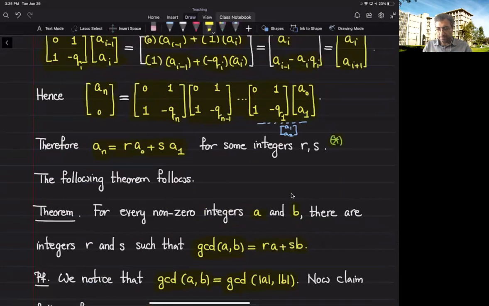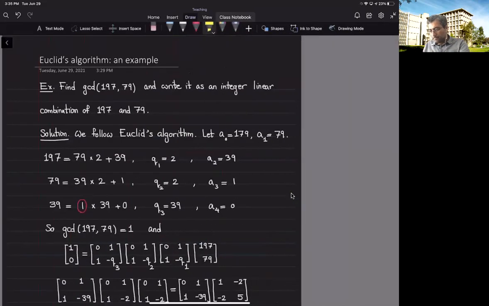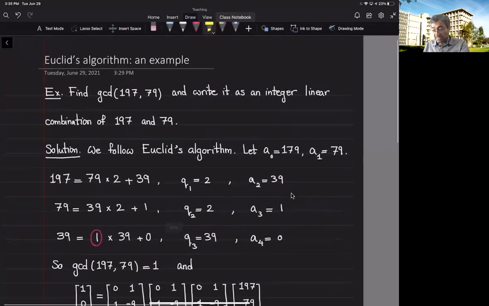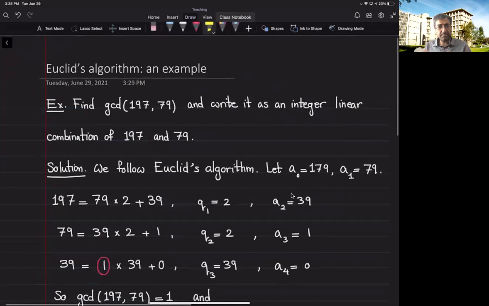Okay, so let's see an application, an example of Euclid's algorithm, how it can help us to find the GCD of two integers, and how we can find a solution for the equation GCD equals ax plus by, an integer solution for such an equation. So here is a concrete example. We want to find the GCD of 197 and 79, and we want to write it as an integer linear combination of 197 and 79.